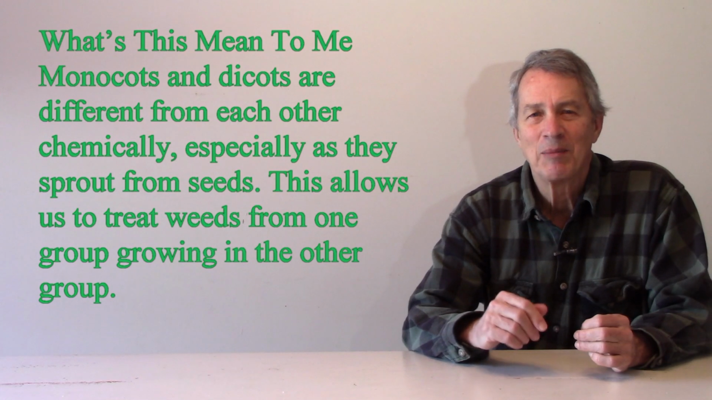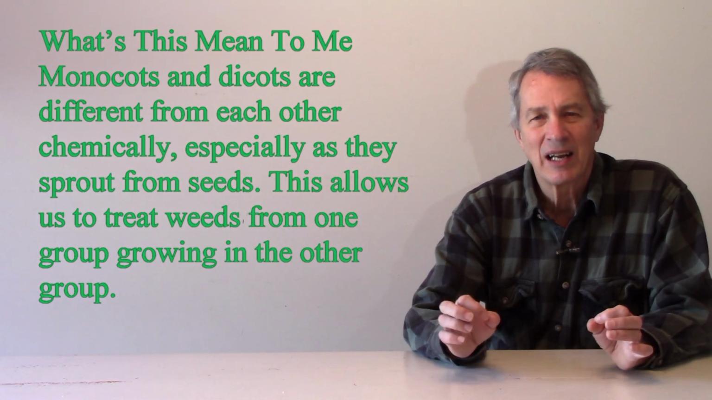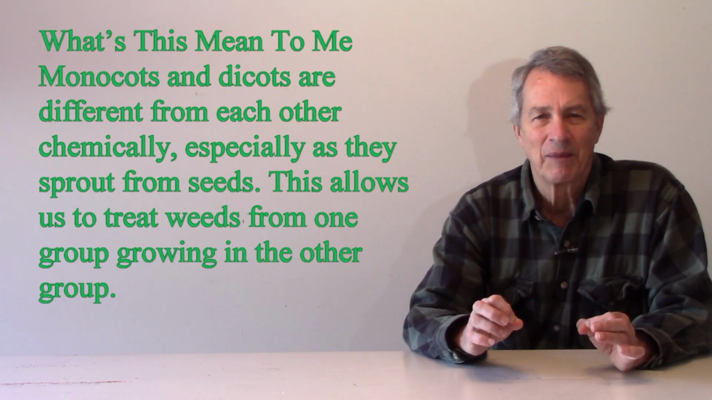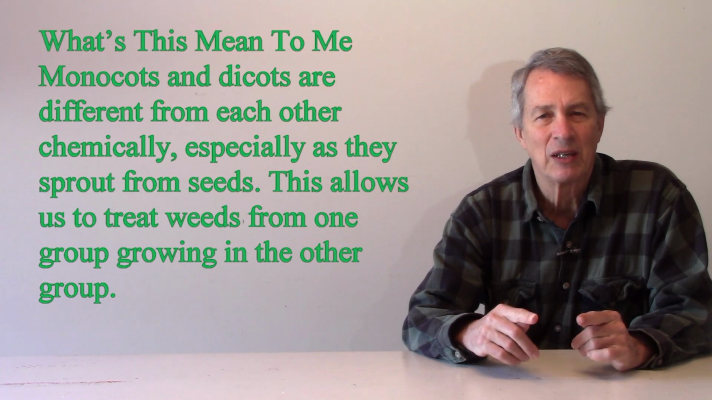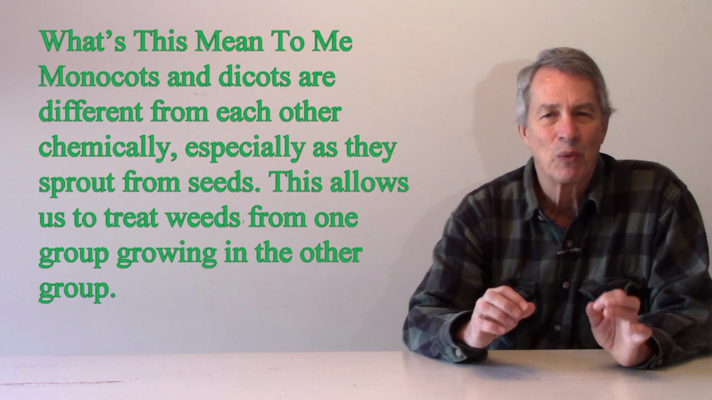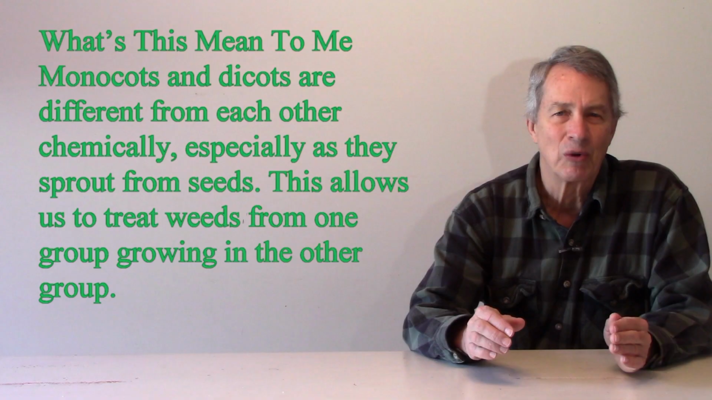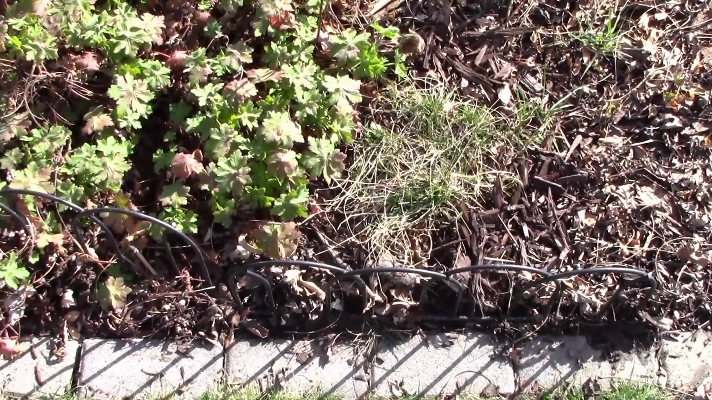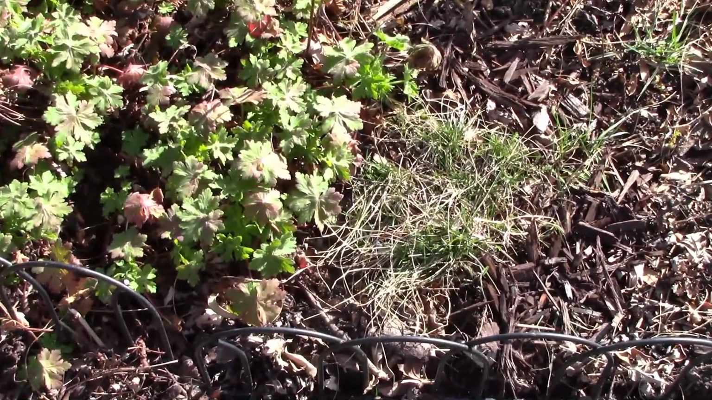Another what's this mean to me? Monocots and dicots are different from each other chemically, especially as they sprout from seeds. This allows us to treat weeds from one group growing in the other group, such as a grass, a monocot, growing in a flower bed of dicots, or a dandelion, a dicot, growing in a lawn of monocot.